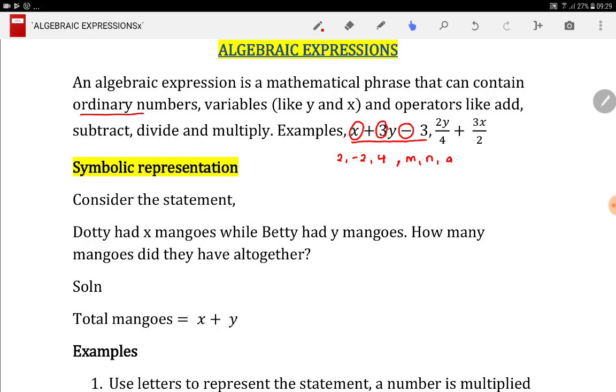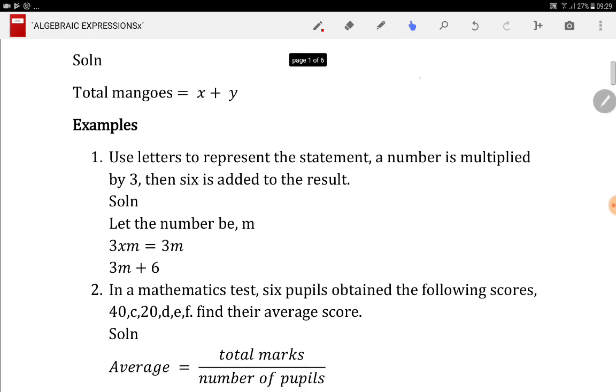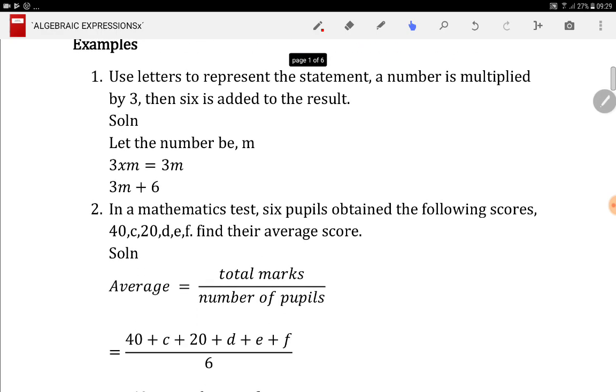Now we can consider more examples. So, in example 1, use letters to represent the statement. A number is multiplied by 3, then 6 is added to the result. So we have a number that we don't know its value. So we can use a letter to represent that number. So let the number be m. Then the number is multiplied by 3. So we have 3 times m, which is equal to 3m.